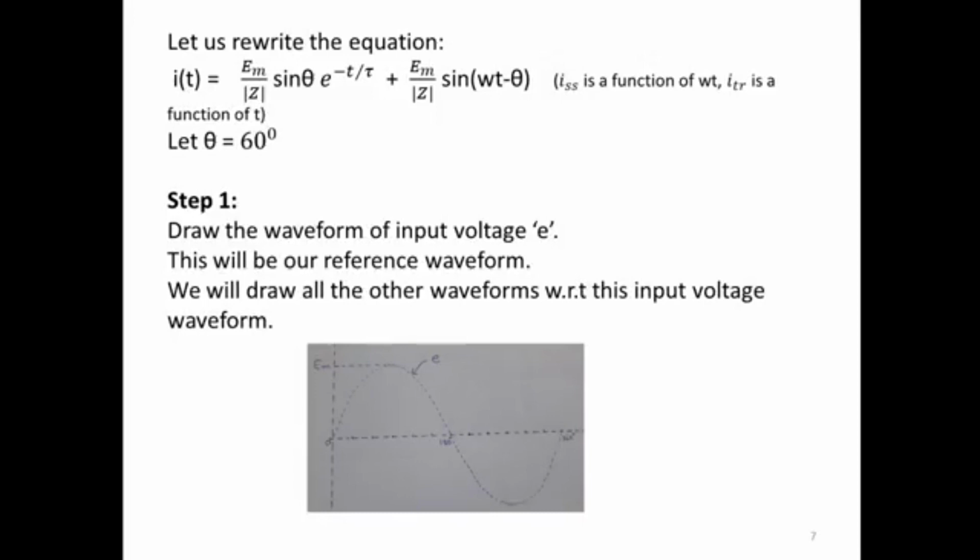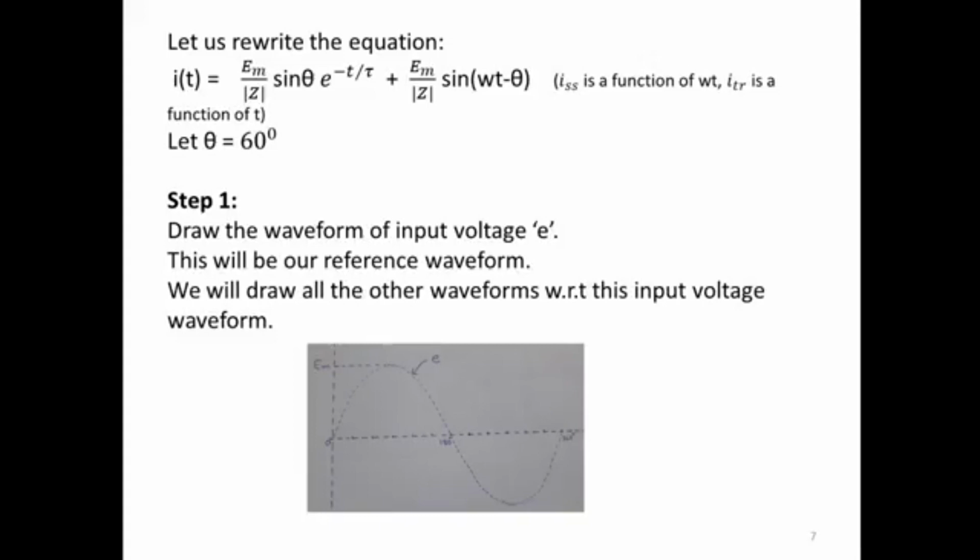First of all, let us rewrite this equation, total current. Now one thing you should remember before moving forward, that steady state current Em upon Z sin(omega t minus theta) is a function of omega t, whereas the transient component is a function of time, because i transient is an exponential component, and after how much time it will die out. So i transient will be a function of time, whereas since i steady state is a sine wave, it will be a function of some angle omega t.